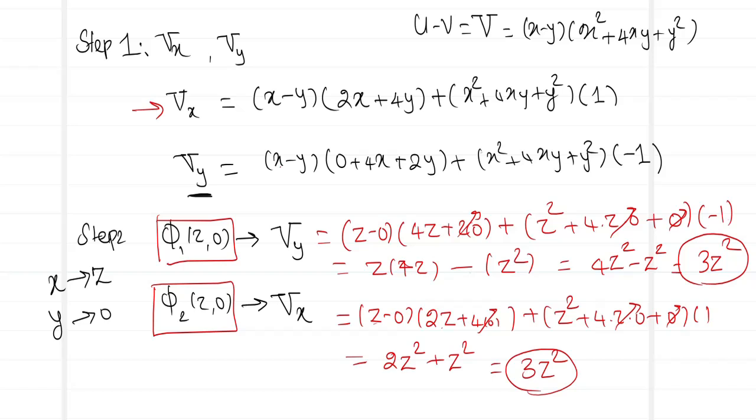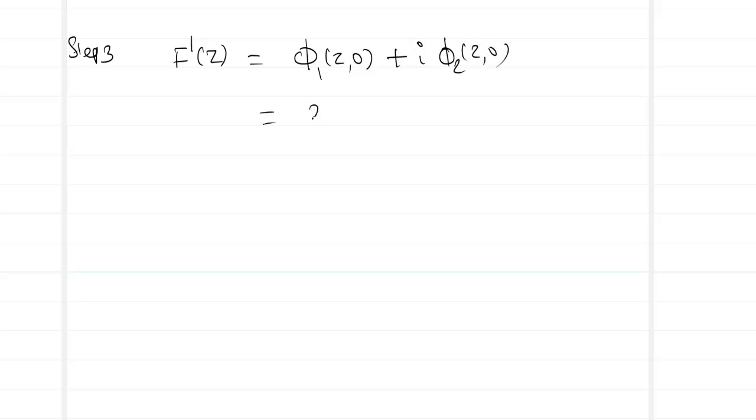We move on to my step 3. What is going to be my step 3? I know that my capital F dash of z is my phi 1 of z comma 0 plus i times phi 2 of z comma 0. My phi 1 of z comma 0 was 3z square plus i times 3z square, which was my phi 2. So 3z square can be taken outside as common, leaving you with 1 plus i. So this is my capital F dash of z.